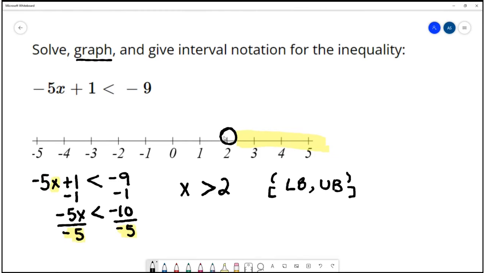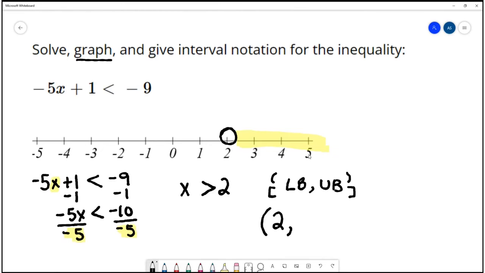So we're going to match how we've drawn the graph here. Remember, we have the open circle on 2 because 2 is not part of the solution set. So 2 is our lower bound, and it is not part of the set, so we use parentheses next to it. Then we're going to do comma, and we're going to come up with our upper bound.